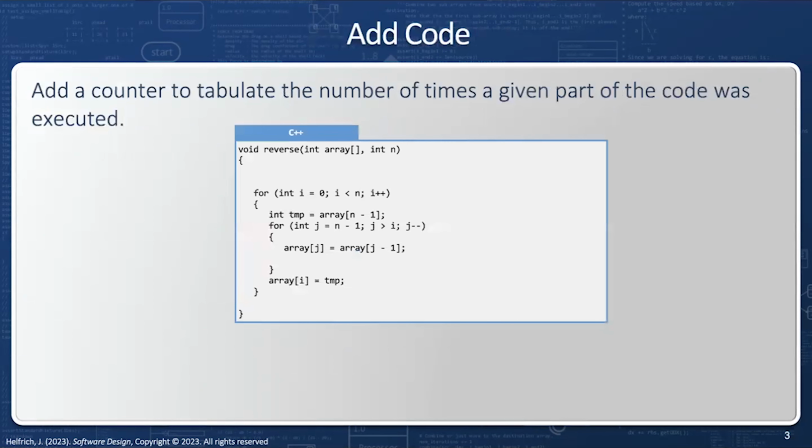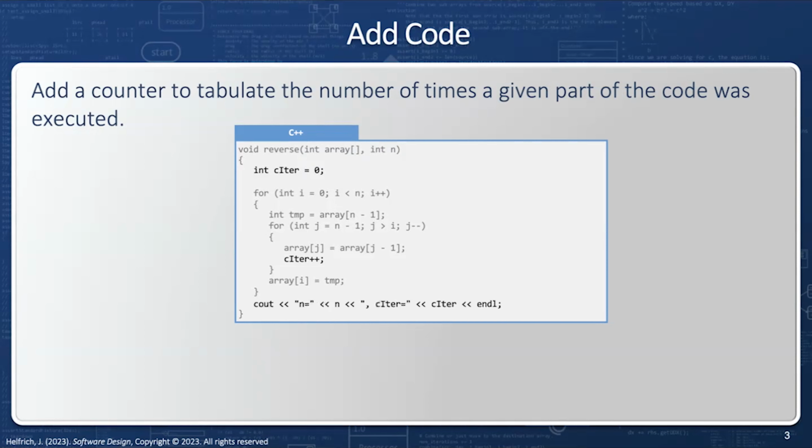So let's take a look at an example here. This happens to be C++. We want to add counters to tabulate the number of times a given part of the code was executed. And what we care about is the code inside the inner for loop. So step number 1, I'm going to add a counter. So count iter is count for iterations. I'm going to initialize it to 0. Then I'm going to add that count iter inside the for loop. So every time that line gets executed, my count iter is going to increase by 1.